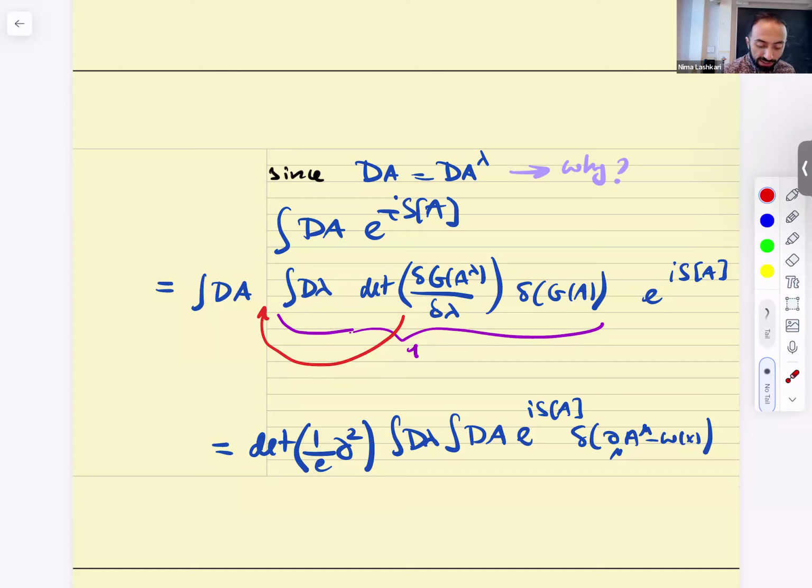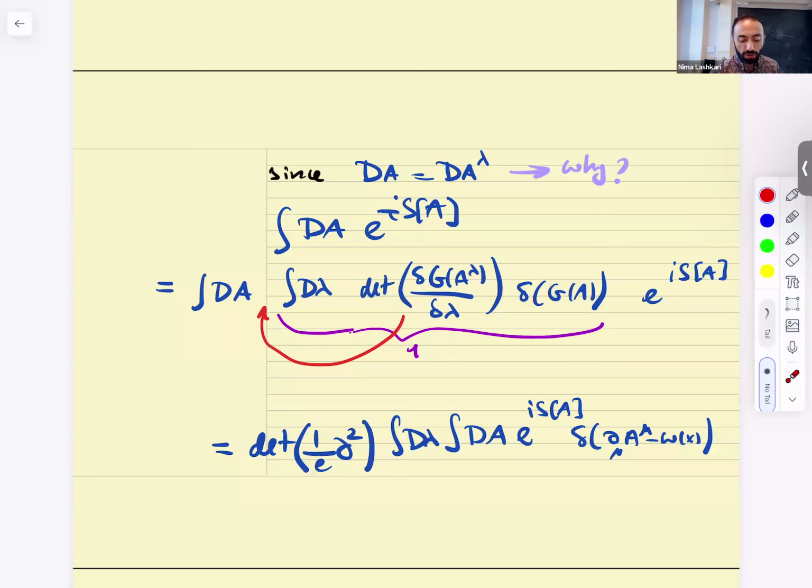Why? Because in QED, this is just the determinant of 1 over e del squared. It's just a divergent quantity on my manifold, and it's independent of the field, independent of the gauge field, independent of the gauge choice, independent of everything. So it's an overall constant that comes out. What have I achieved in the case of QED?